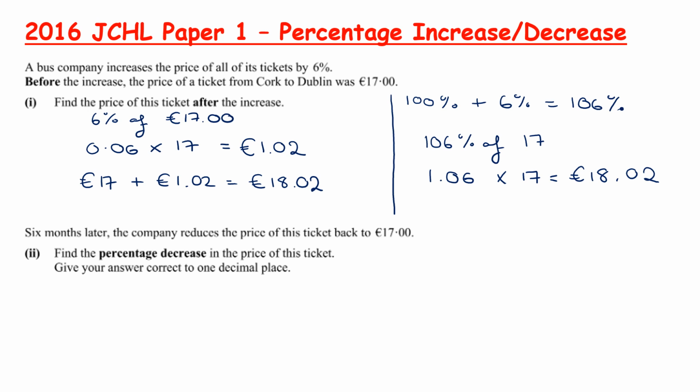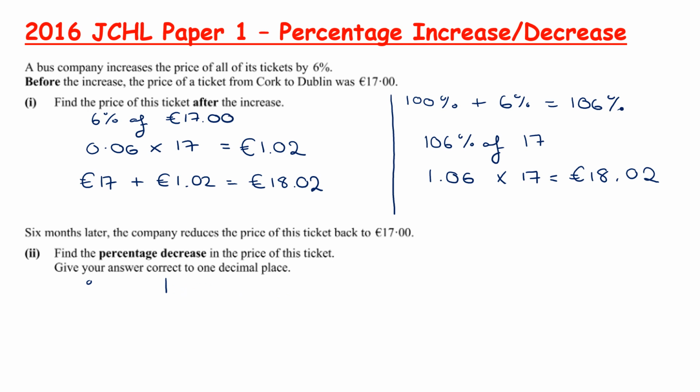Six months later, the company reduces the price of the ticket back to €17. Find the percentage decrease of the price of this ticket. Give your answer correct to one decimal place. Don't fall into the trap of thinking it was reduced by 6%, because if we get 6% of €18.02, we're not going to get the 1.02 to reduce it. That's not how it works.